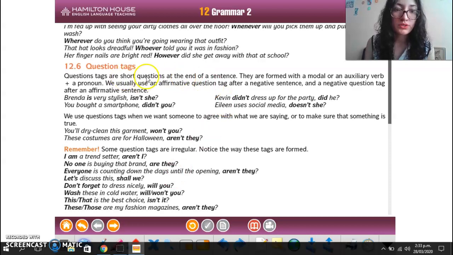So question tags are formed with a modal or an auxiliary verb plus the pronoun, like here. This is the question tag and this is the pronoun. We usually use an affirmative question tag after a negative sentence, and we use a negative question tag after an affirmative sentence. We are going to read them.